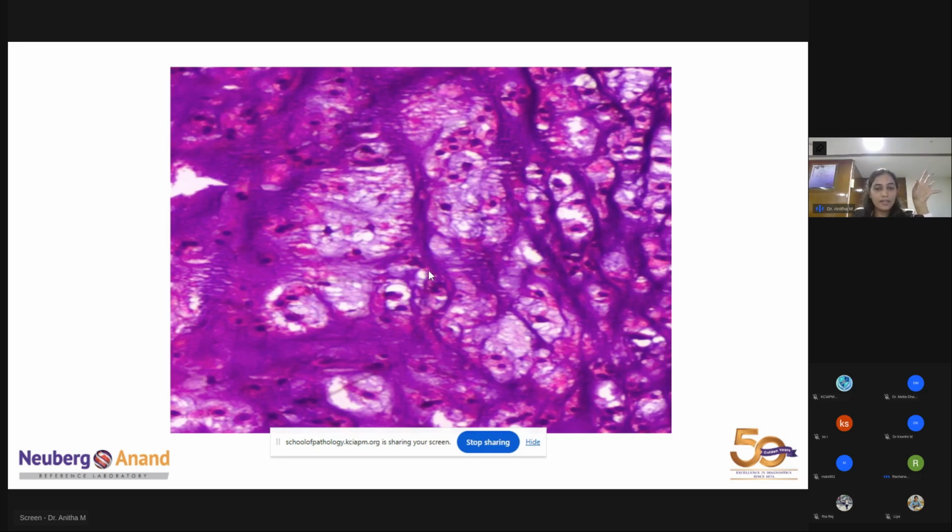Here we can't see those morphological features. Now, what will you prefer for differentiating all these entities? Ma'am, IHC brachyury, it is the most specific marker for chordoma. It shows strong nuclear positivity. Why is it specific for chordoma?